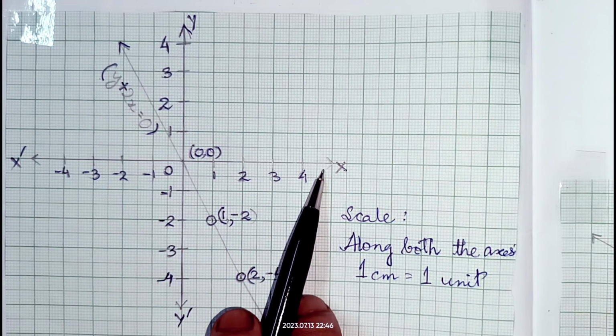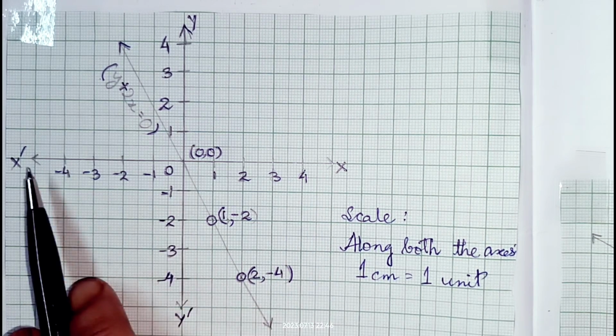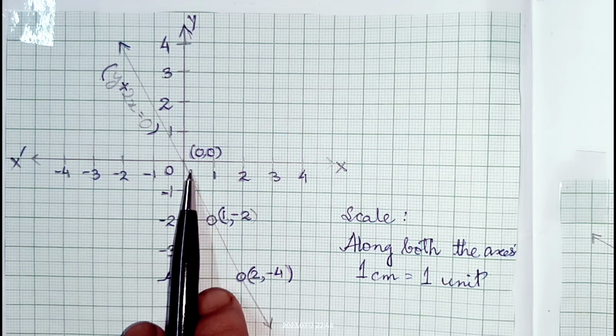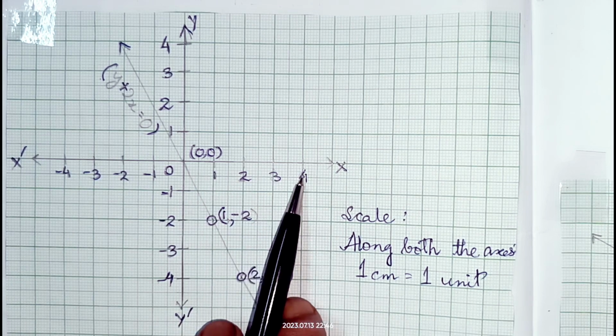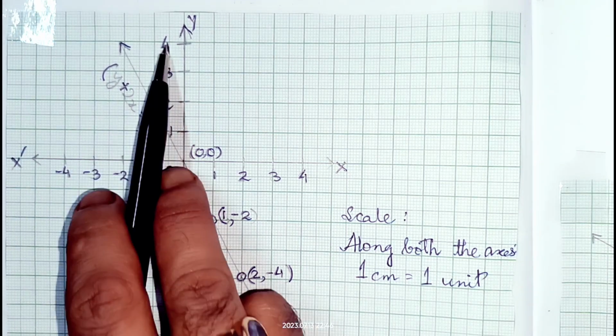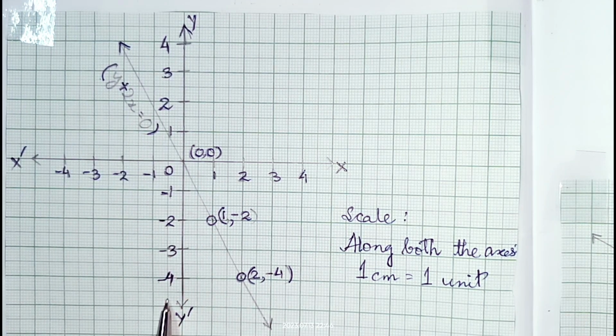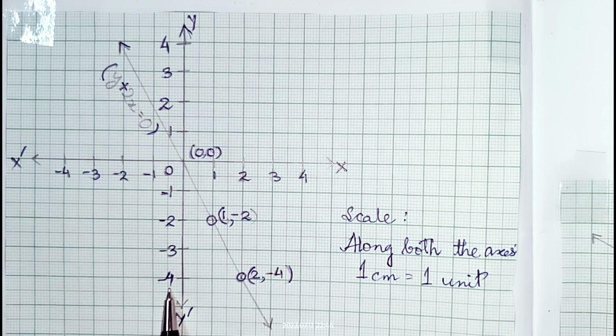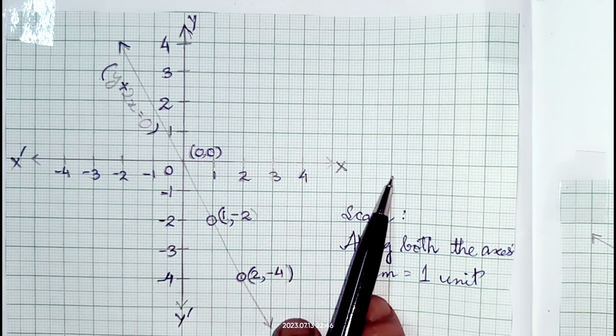Now on the graph paper, first you have to draw the lines XOX' and YOY'. After that, on these scales you have to write 1, 2, 3, 4, -1, -2, -3, -4 on the x-axis, and 1, 2, 3, 4 and -1, -2, -3, -4 on the y-axis. Here the maximum value we have taken is -4, so only that much will do. If you have taken bigger values like 7 or 8, then you should continue till 7 or 8.